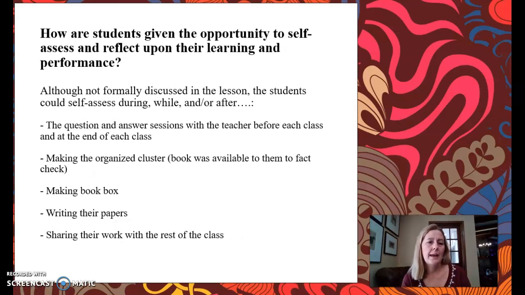Finally, are they able to self-assess, either during, while, or after? They were able to self-assess when they were given the question and answer sessions with the teacher, when they were making the organized clusters, when they were making the book box, writing their papers, and sharing their work. They kind of had to self-assess before. Do they remember what they read? What are the facts? Do I need to go back and check those, or do I recall them specifically?